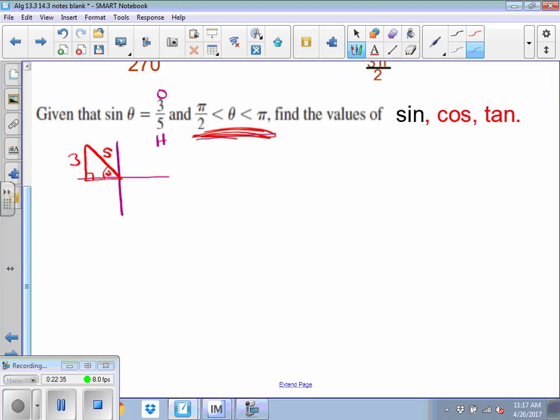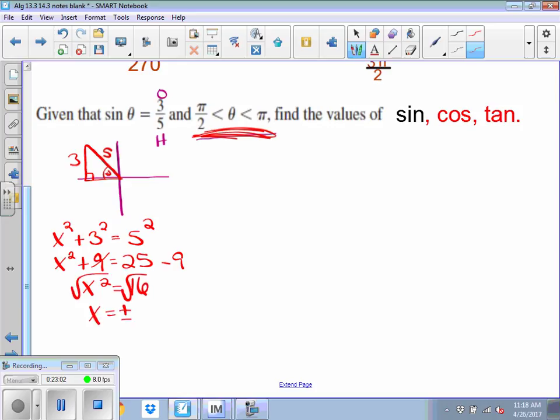So we'll say x squared, because that's what we're missing. We're missing the x value. X squared plus 3 squared equals 5 squared. So x squared plus 9 equals 25. And we'll subtract 9 from both sides. So x squared equals 16. Now when we take the square root of both sides, x equals plus or minus 4. Either positive or negative 4.